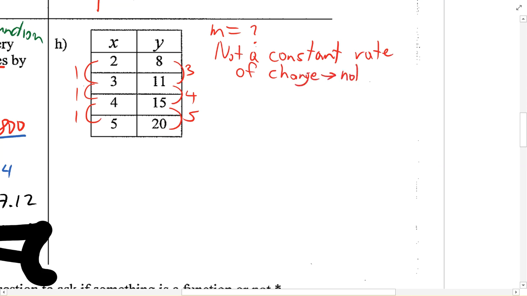So it is not linear. Okay. So you could also graph it and see it as well, if you're unsure about that.